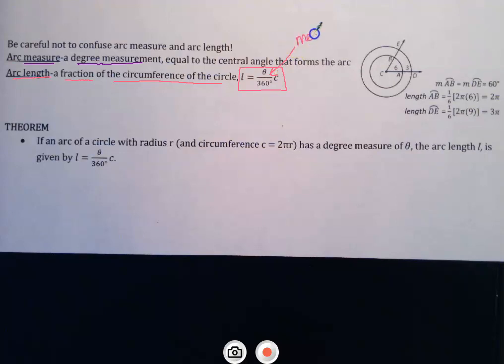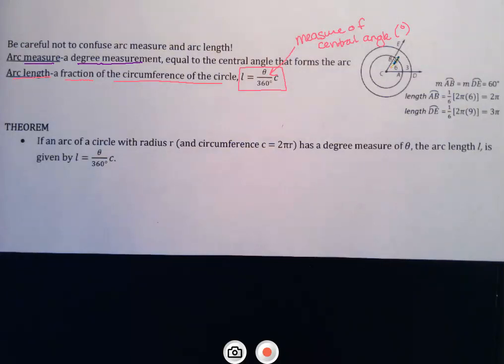Okay, theta is the measure of the central angle. So theta is the central angle, in degrees. If this is a 60-degree angle, then theta is 60. If it was a 90-degree angle, theta would be 90. If it was a 25-degree angle, theta is 25.